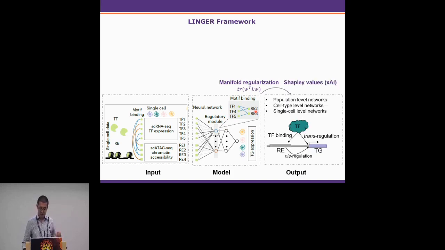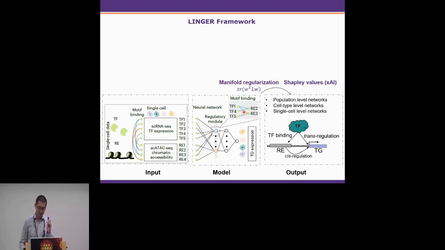After fitting the model, we use an interpretable AI technique, Shapley values, to extract the transcription factor and regulatory element contribution to the individual target genes. That gives us the TF to TG connections and RE to TG connections. Then we can get the TF to RE connection from the first layer: if a TF and an RE are activated in the same neuron, then they may have a connection.